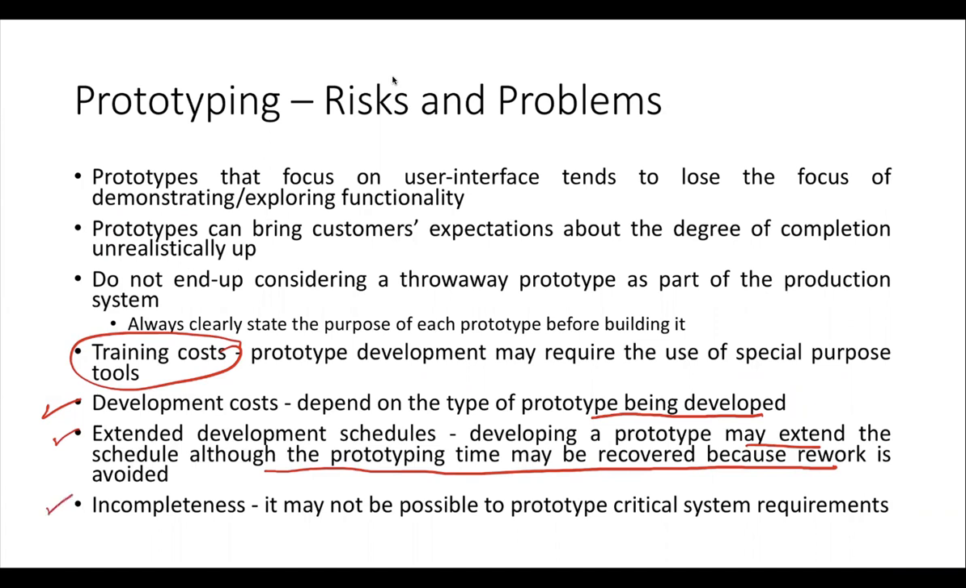Another issue that we might see in prototyping is incompleteness, because it may not be possible to prototype those critical requirements. Non-critical requirements can easily be modeled through a prototype. But those critical system requirements that cannot be prototyped or mocked up, we consider as part of incompleteness, which is a major risk with the prototyping elicitation method.